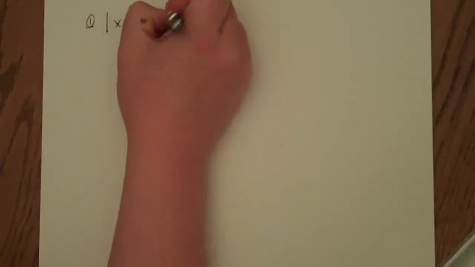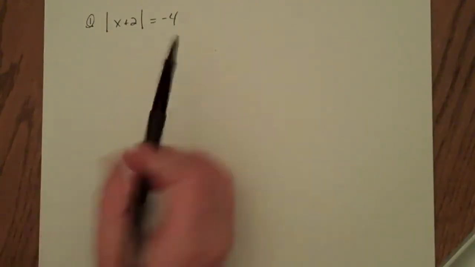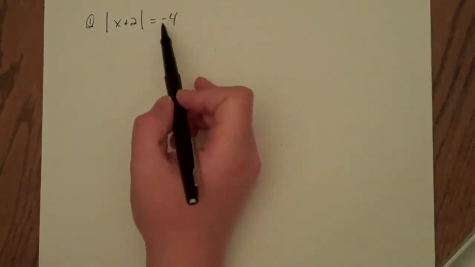We're going to look at one more type of absolute value equations, and one more set of these. First one we're going to look at, we have the absolute value of x plus 2 is equal to negative 4. So this one's a little different because what we have equal to here is a negative number.